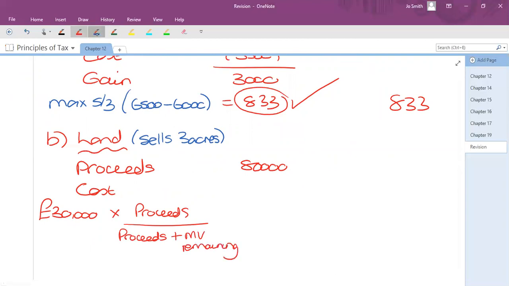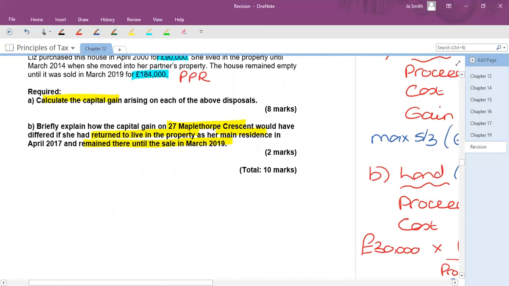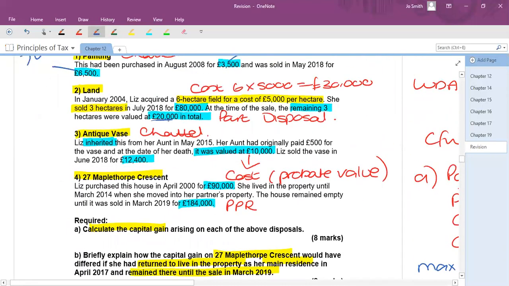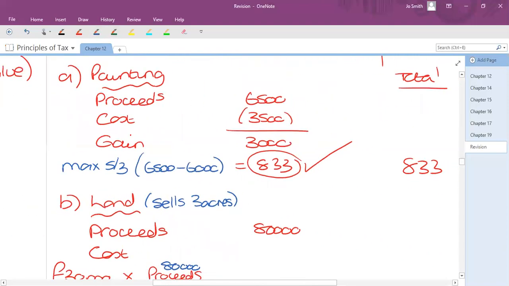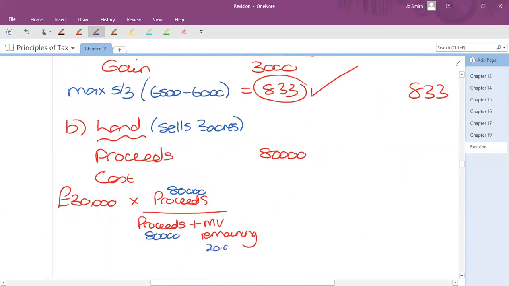So the actual proceeds of the 3 acres she sold is 80. And if we look at the question, it tells us that the remaining acres that she's got left were valued at 20,000 in total. So we're going to put that in our formula. 80 over 100 multiplied by 30,000 gives me a cost of 24. And that gives me a final gain of 80 minus 24, which gives me 56.